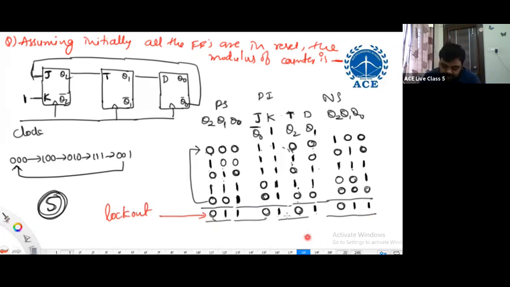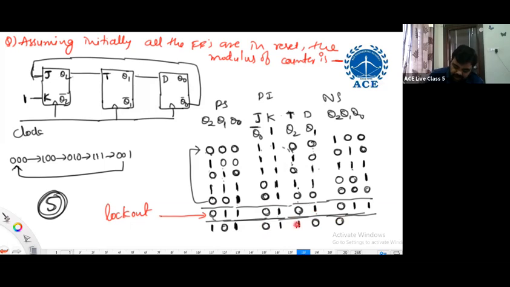Let us see another unused state also. Which one is that? What we have next one is 101. Yes, 101 is an unused state. If the counter is entering into the 101 unused state, Q naught bar is 0, K is 1. Then what is Q2? 1. What is Q1? 0. When JK is 01, what is the next state?